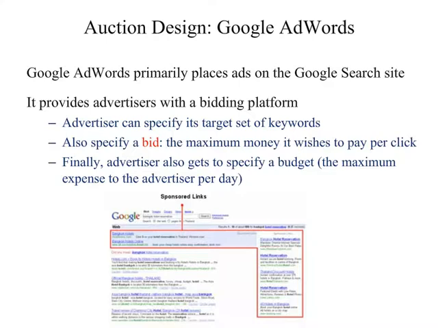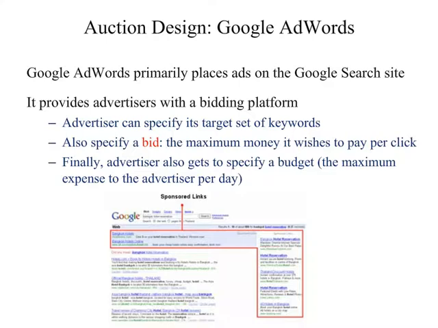So you can actually type Google AdWords, go to the website, and log in. It will ask what kind of keywords you want to bid on, and how much you want to bid per click. Again, it's not per impression, it's per click: what is the maximum you are willing to pay per click. Finally, it also allows you to specify a per day budget.